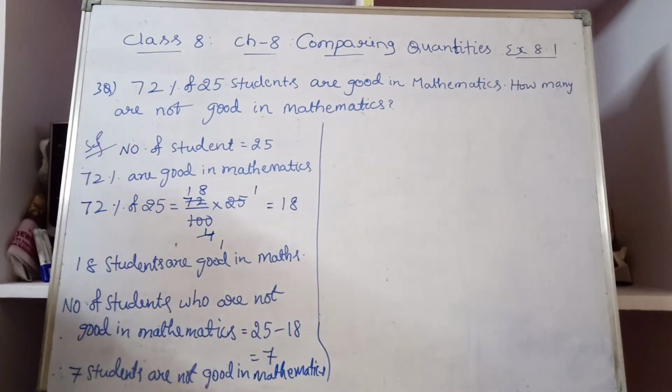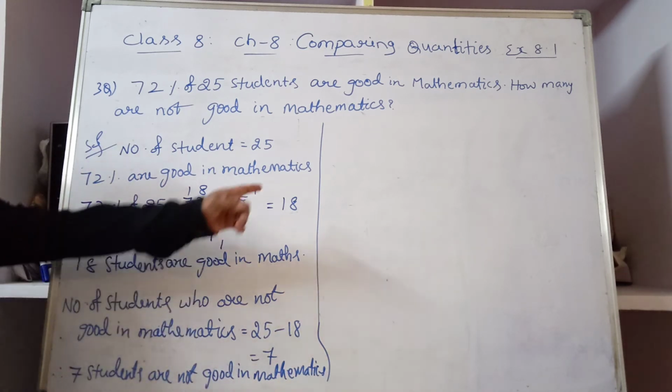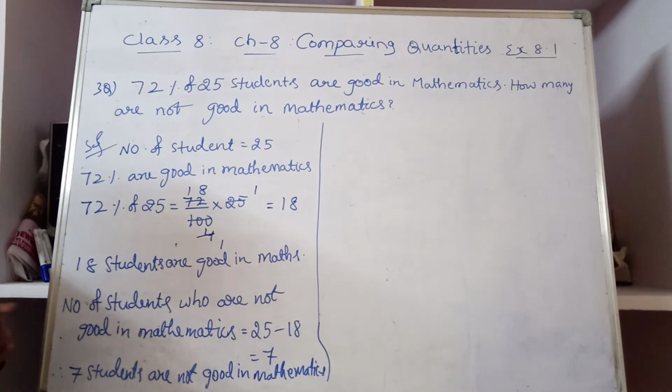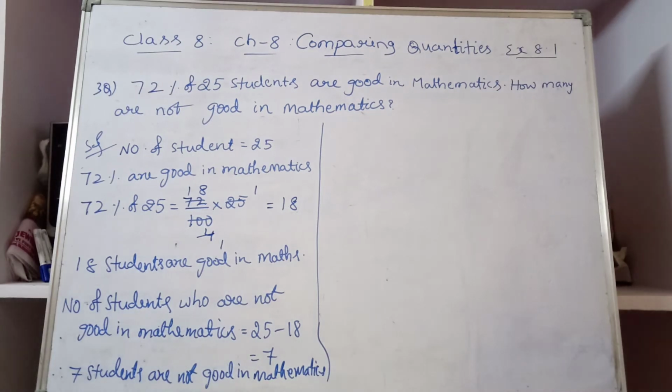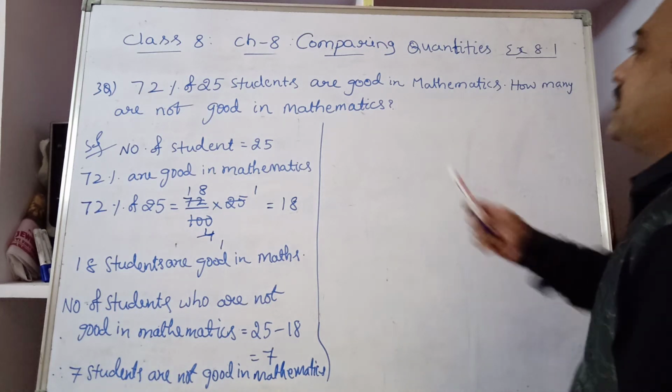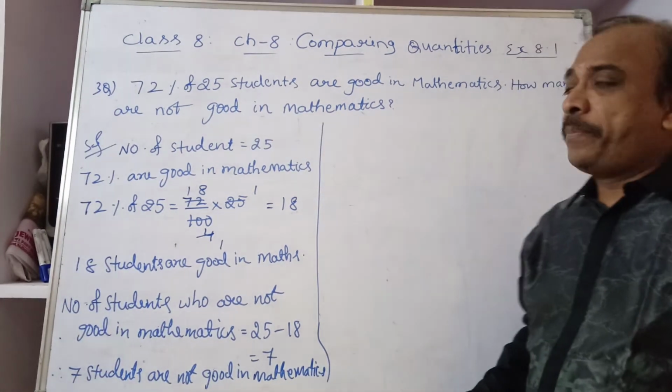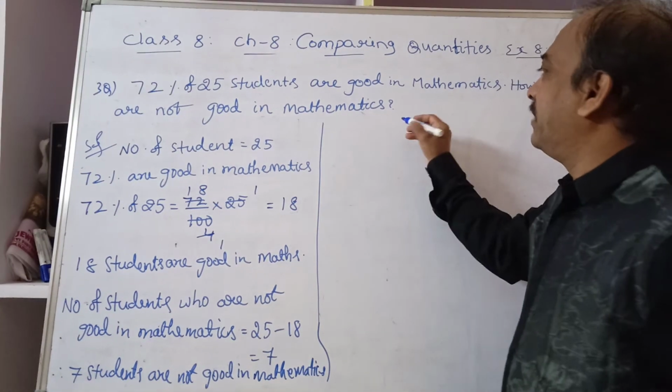We did first how many students will come for 72%. Then we calculated 72% of 25. That is 18 students are good in mathematics. 25 minus 18 is 7. So 7 students are not good in mathematics. The same question in another way also we can do. That is by finding first what percentage is actually here.